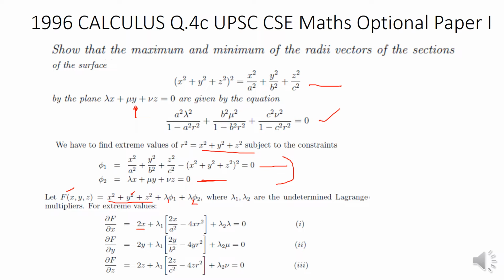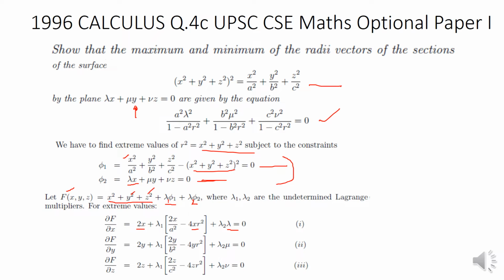So when we differentiate f, it is 2x. There is no term here of x. So here we have lambda 1 phi 1. In phi 1, the first term when we differentiate gives 2x upon a square, minus twice of r square into 2x, which gives 4x r square, because this is r square, plus lambda 2, and in this lambda is the coefficient, into lambda is equal to 0.